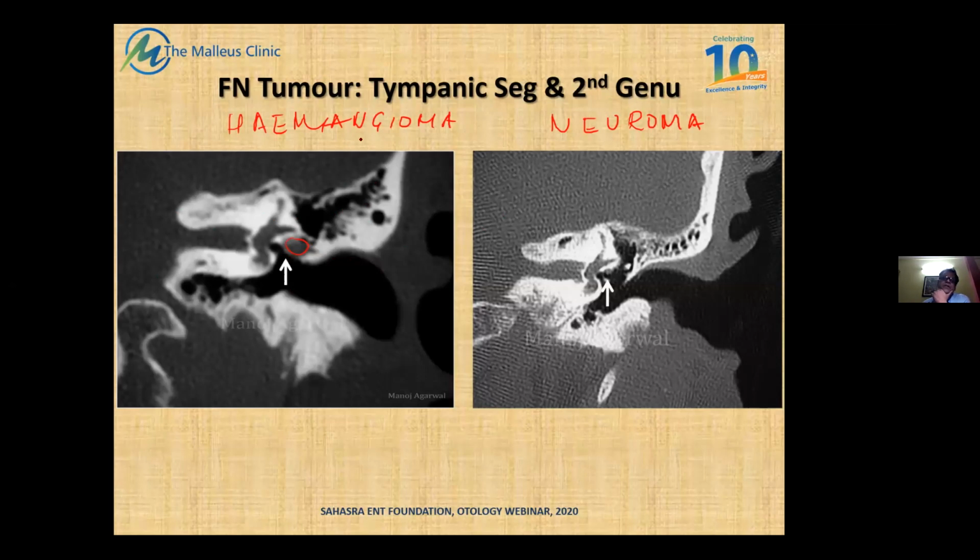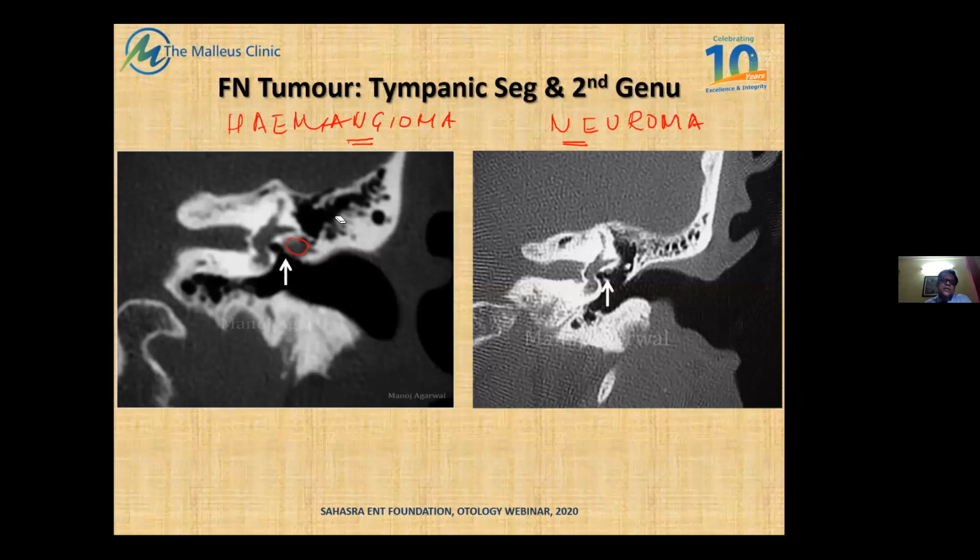So you could have a hemangioma and a neuroma. These are the common tumors. The hemangioma is more common at the geniculate ganglion because that's much more vascular. It's highly, highly vascular. Whereas a neuroma is much more common at the mastoid segment of the facial nerve because the vascularity is much lesser there.